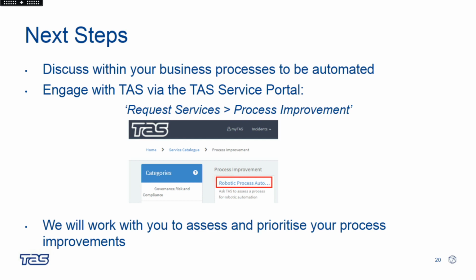So what we recommend from here is discuss within your business any processes that may be automated. And you can rewind this webinar back a few minutes and have a look at the process selection criteria. But basically think about those high volume, highly transactional processes that could be faster and easier to automate. They will be your low-hanging fruit or your real bang for buck.